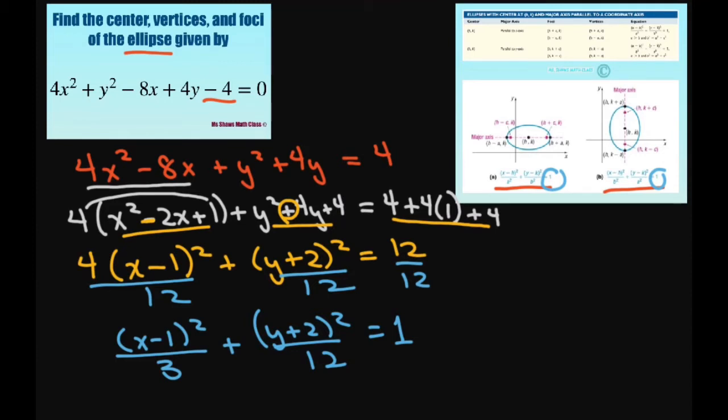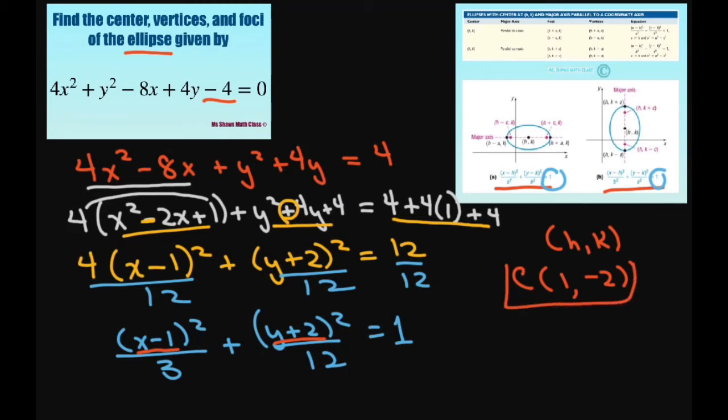First of all, let's look at our center. Our center's at the top in the numerator. That's your h, k. So the x goes with the h, so that's going to be 1. And you just set this to 0, and your k is going to be negative 2. So this is your center.